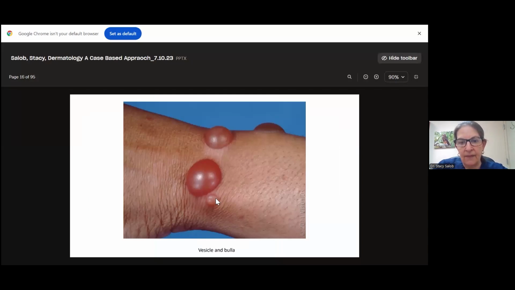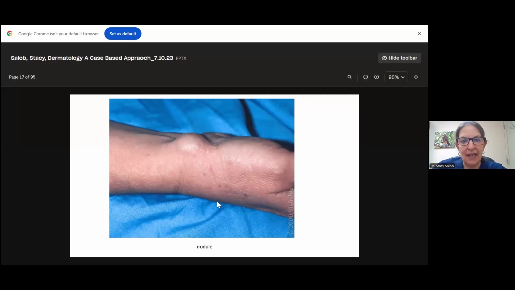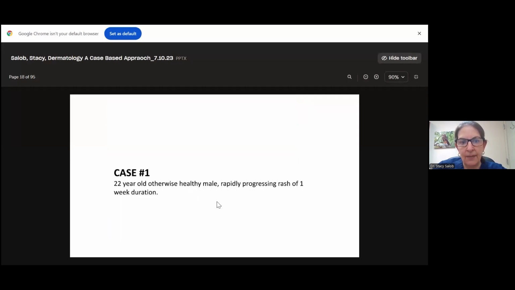Here are some vesicles, smaller blisters, and very large bullae here. We're going to look at this one again if we have time. And here's nodules and a ganglion cyst, a big, juicy, deep one.